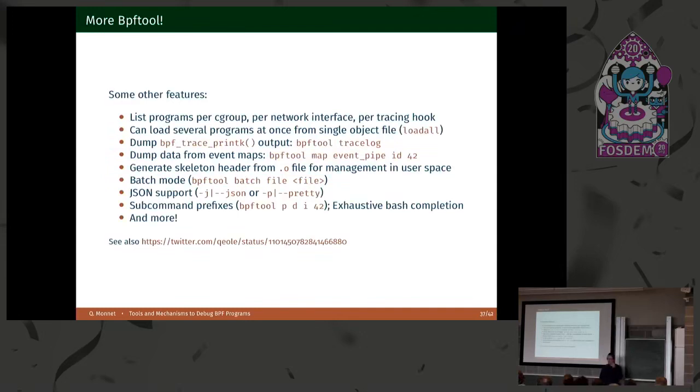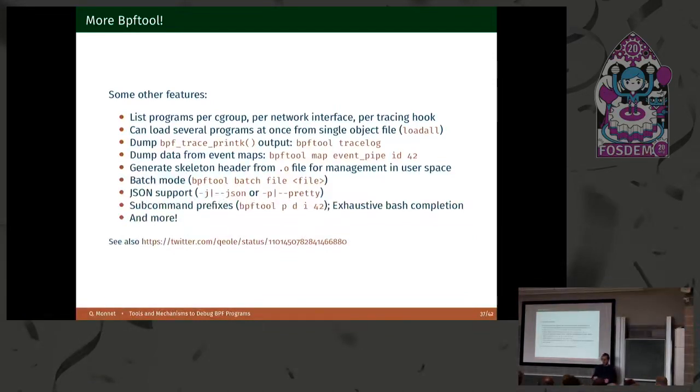So some additional features for bpftool without any screenshots because they're too small anyway. We can list programs per cgroup, per network interface, per tracing hook. So we can really inspect, at that tracing hook, what do I have? We can load several programs at once, especially useful when you have a number of programs with what we call tail calls, and you jump from one into the other one. We can dump directly into the console the output of bpf_trace_printk. We can dump from perf event maps.